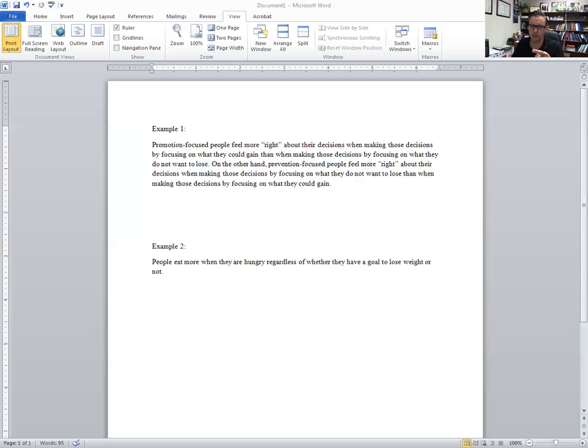So we know that if we were to make a dot for how right promotion-focused people feel when they're focusing on gain, that dot would be higher. It'd be higher on the y-axis. I think I said x-axis earlier, sorry. It'd be higher on the y-axis than the dot above focusing on avoiding loss. So let's just go ahead and put a circle here, let's format that so we can see it right quick.